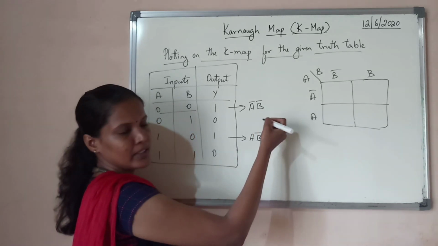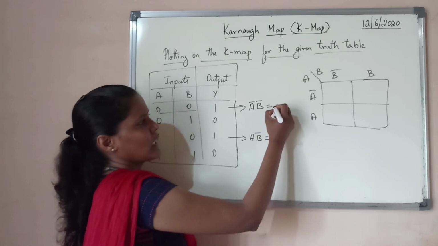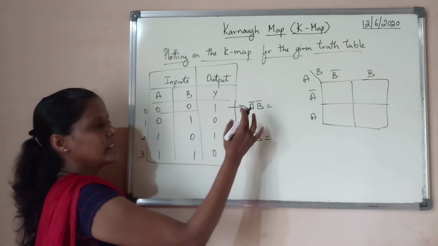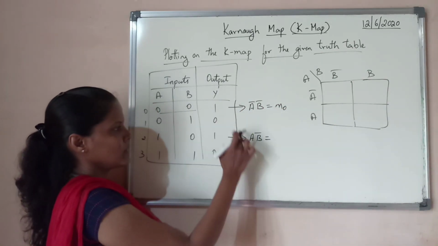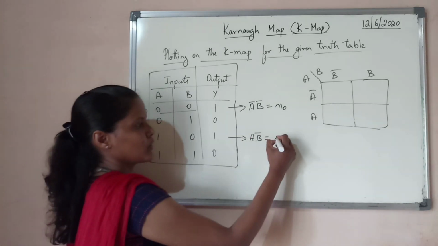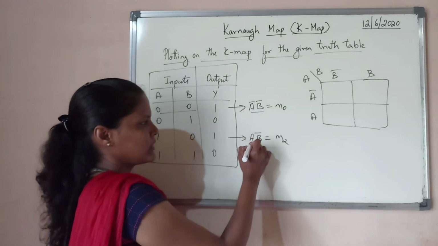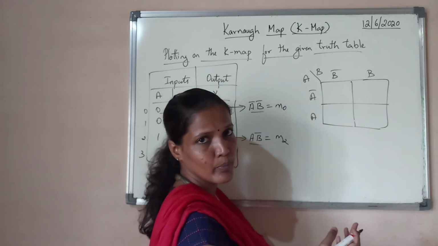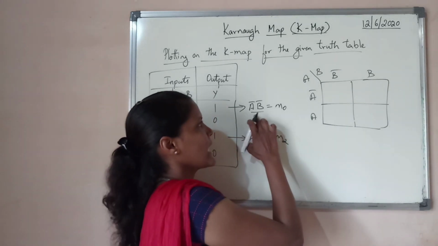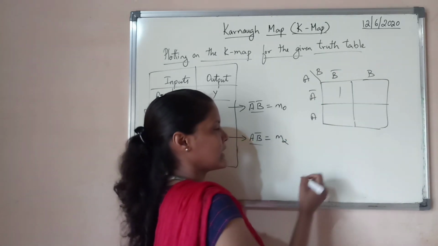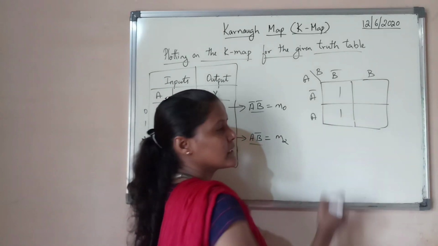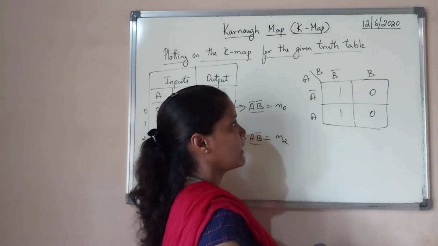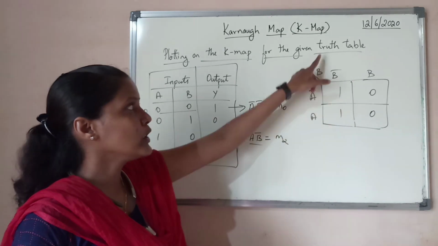Coming to numbering the minterms, the values are 0, 1, 2 and 3, and the minterms will be numbered as M0 and M2. So looking at these variable terms, you just fill the K-map with ones and the rest of the cells will be filled with 0. A bar, B bar means this is the cell. A, B bar means this is the cell. And the remaining cells will just be filled with 0. This is the case where the K-map is plotted by looking at the truth table.